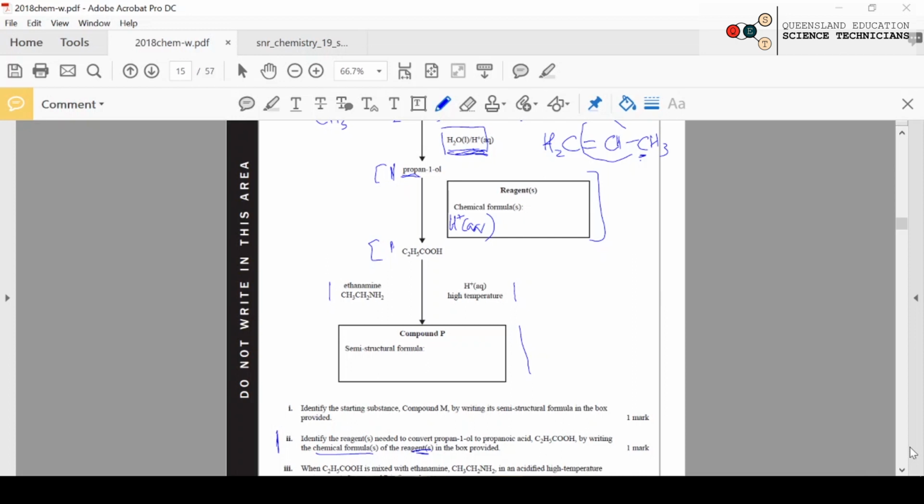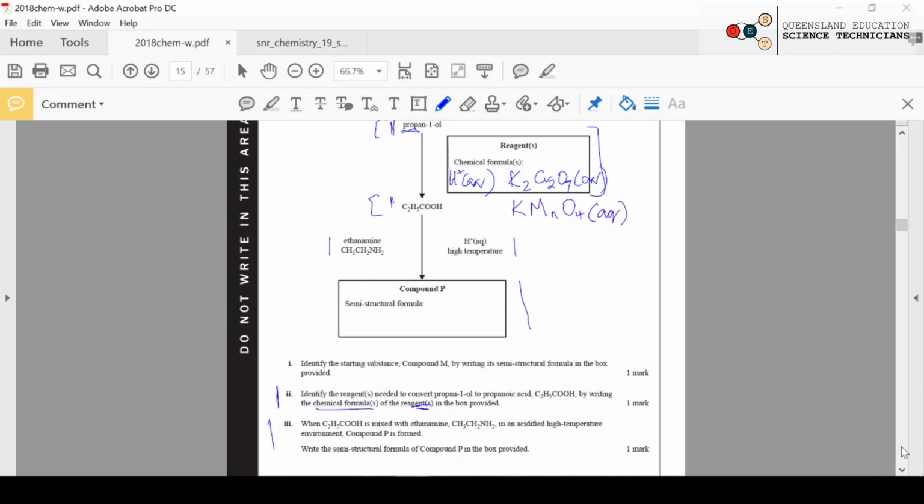We can then write either one of our oxidising agents. It can be potassium dichromate, which is K2Cr2O7, aqueous. Or it can be potassium permanganate, which is KMnO4, again aqueous. So either of these, and just make sure that you follow the instructions, which is to put it in the box. Ensure your full answer is in the box.